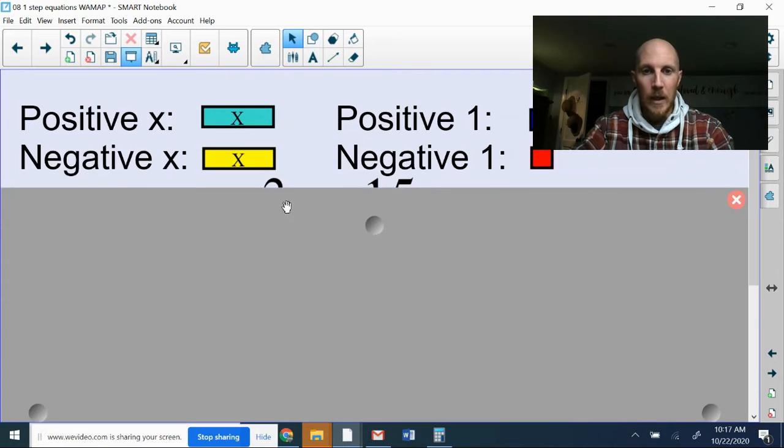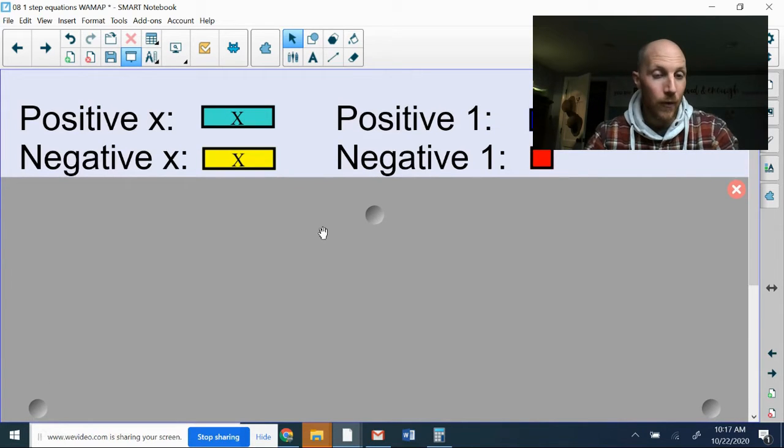There are, in this case, four different shapes, and the longer rectangle ones I'm going to use to represent x. It's an unknown. I use a different color for positive and negative x's, and for the constant, the number part, just little squares. So the dark blue one is positives, and the red one is for negatives.